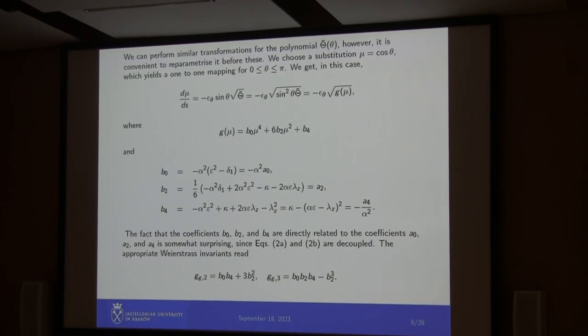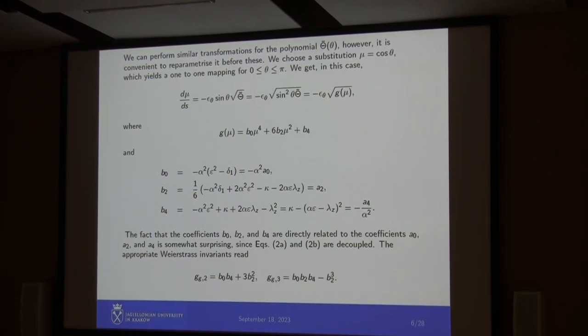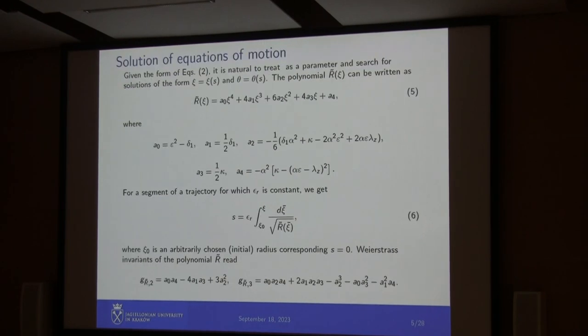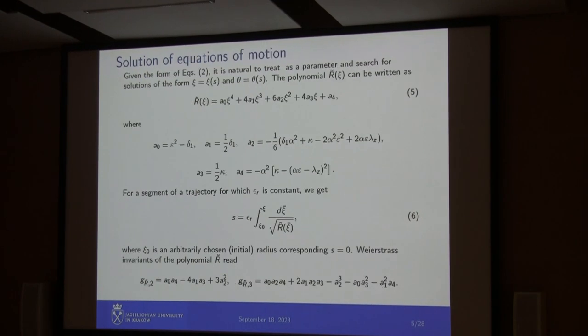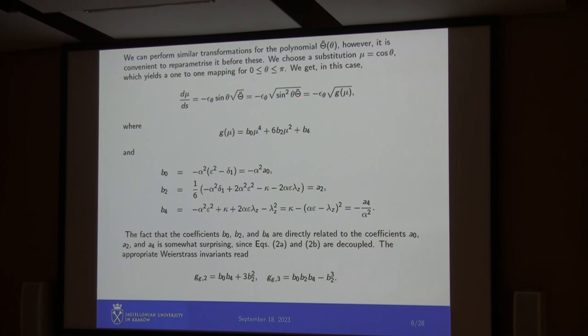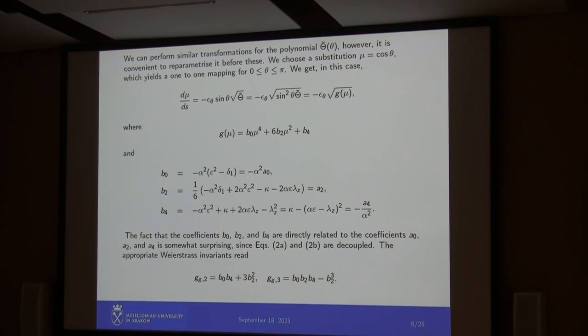Okay. The same can be done for the theta function. However, it is good to change the coordinates here, because you can see that the theta function is a function of cosine of theta and sine of theta. So let's change coordinates, and here is the substitution. Then our new function for the motion in the altitude coordinate will look like this, and this is just a function of mu. And it's also a polynomial of the fourth degree.